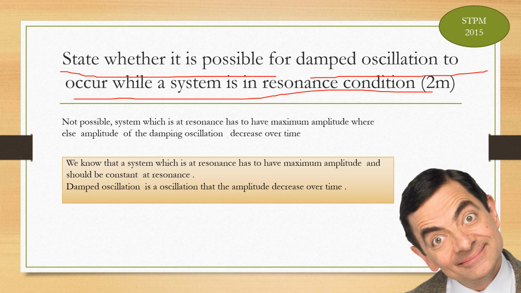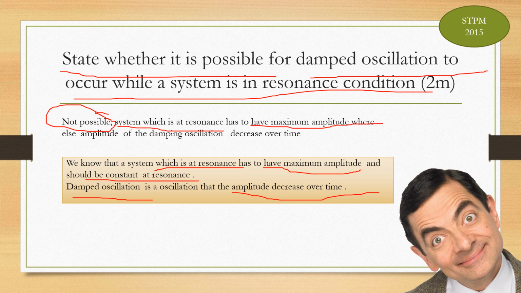So now go back to the concept. We know that a system which is at resonance has to have a maximum amplitude, and it should be constant at resonance, correct? And we also know that for damped oscillation the amplitude decreases over time. So is it possible? Definitely it is not possible to achieve a maximum amplitude when there is damping. Why? Because a system which is at resonance has to have maximum amplitude, whereas the amplitude of the damped oscillation decreases over time.